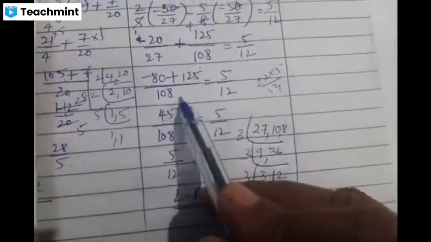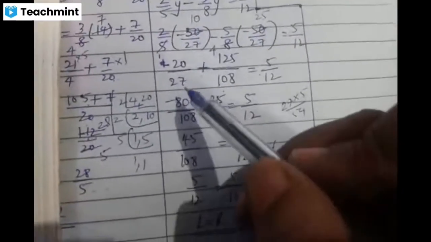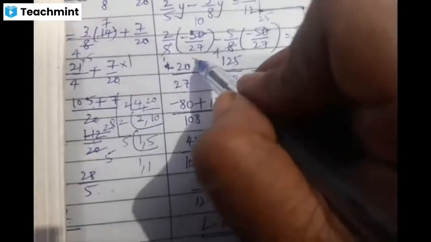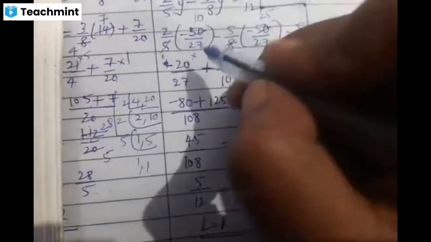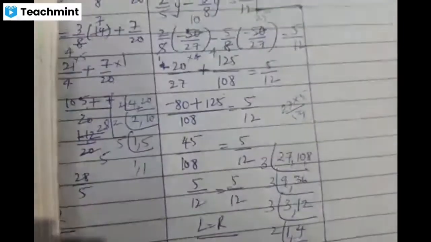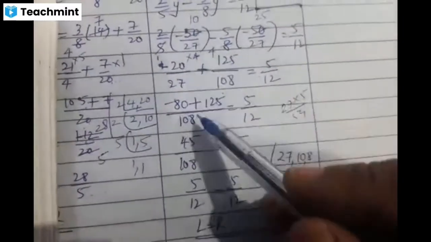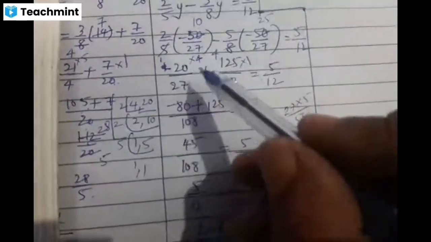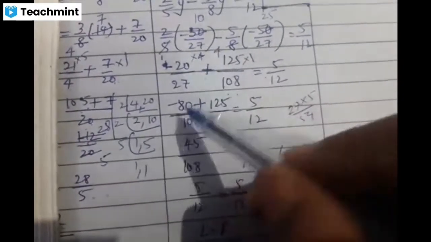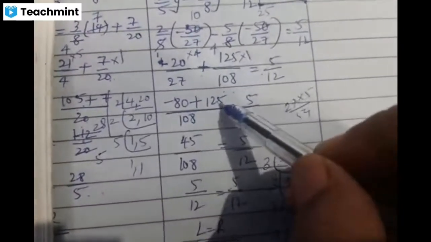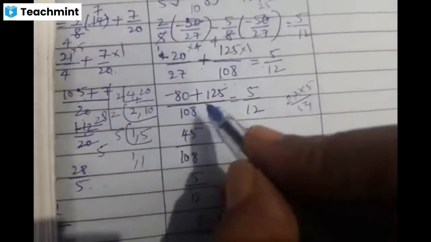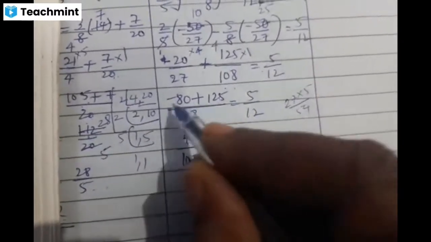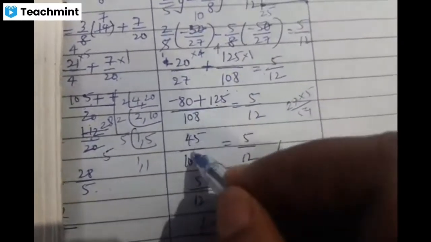So the LCM we write, and we have to multiply the factors in the numerator. 27 how many times? 27 4s are 108. 108 ones are 108. Minus 20 into 4 is minus 80. Plus 125 ones are 125. Now we get 125 minus 80, we get 45. One is plus, one is minus: subtract and keep the bigger number's sign.